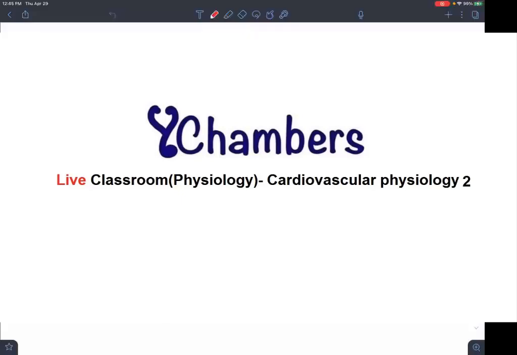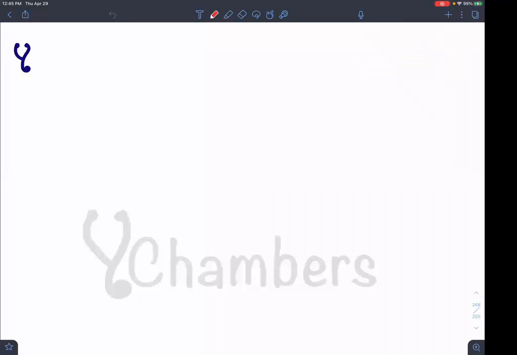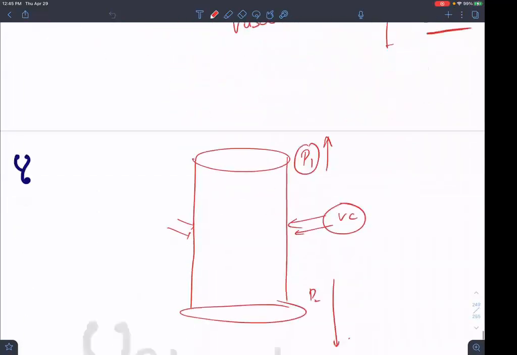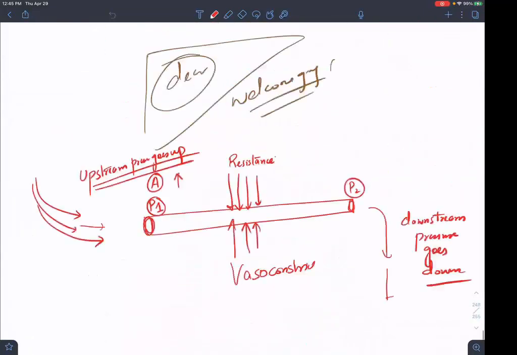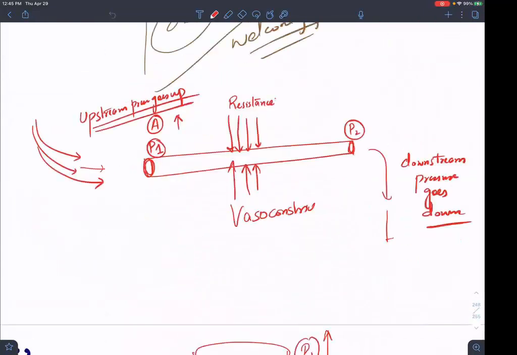Hello friends, today we will be continuing the discussion on cardiovascular physiology. Yesterday we said that if you put any sort of resistance, for example any vasoconstriction action, upstream pressure, that is P1, goes up, and downstream pressure goes down. Okay, isn't it?